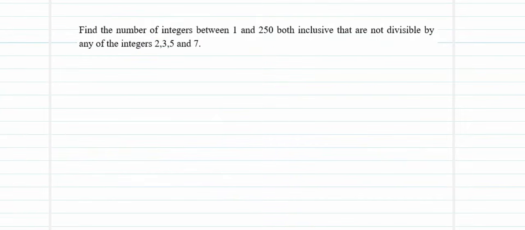Let us move to the second example. Find the number of integers between 1 and 150, both inclusive, meaning you are taking 1 into account and also 150, that are not divisible by any of the integers 2, 3, 5 and 7.